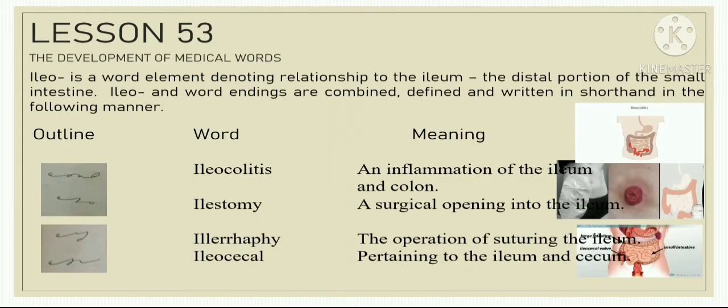In lesson 53, ileo is a word element denoting relationship to the ileum, the distal portion of the small intestine. Ileo and word endings are combined, defined, and written in shorthand in the following manner. The first word is ileocolitis, an inflammation of the ileum and colon. Ileostomy is a surgical opening into the ileum. Then ileorrhaphy is the operation of suturing the ileum. The last one is ileocecal, pertaining to the ileum and cecum.